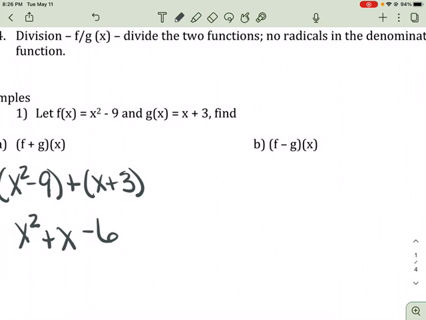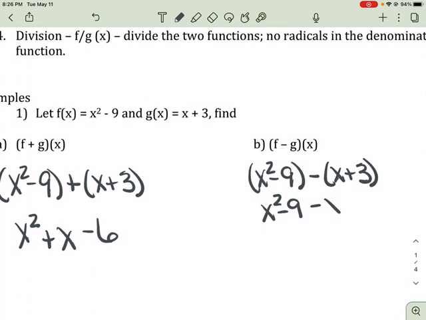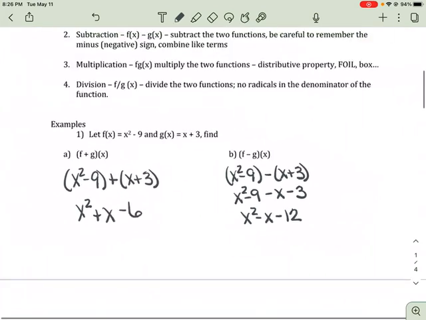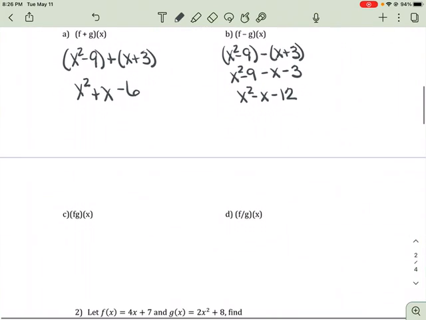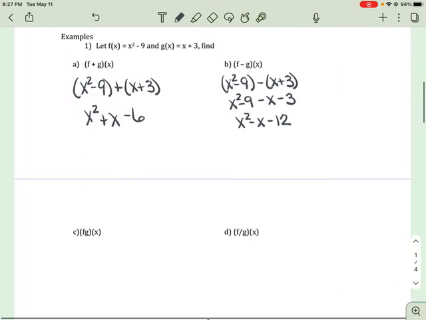Okay, so we're going to do f minus g. And it's really, really important, especially when you do subtraction and division, order matters. So this says f minus g, so I'm going to put f first, minus g. Here's this negative sign, so I have to distribute that. And then I'm going to combine like terms. And that's my solution.